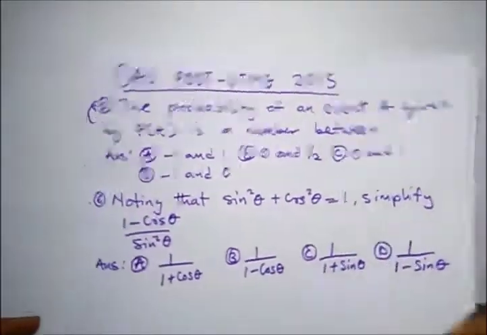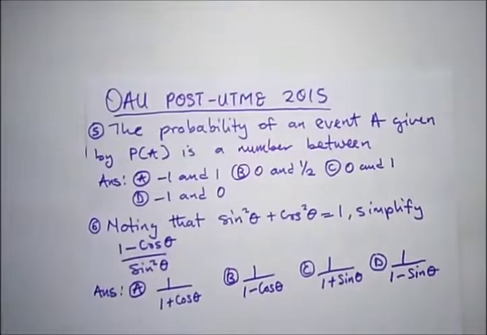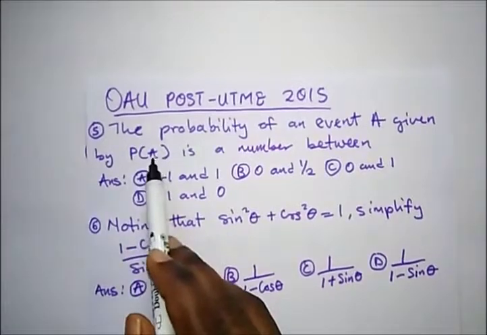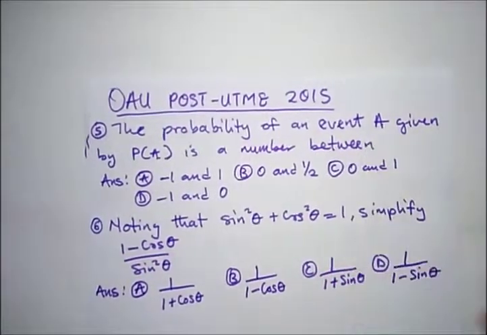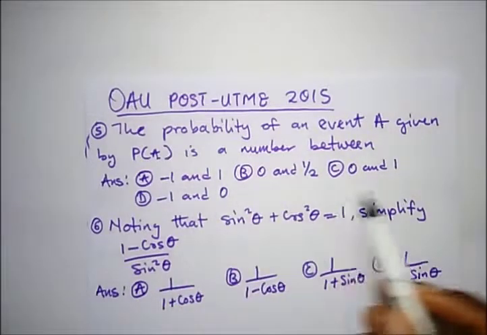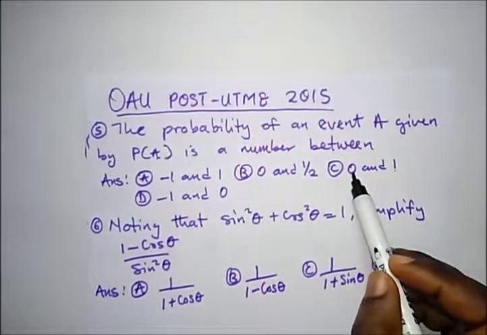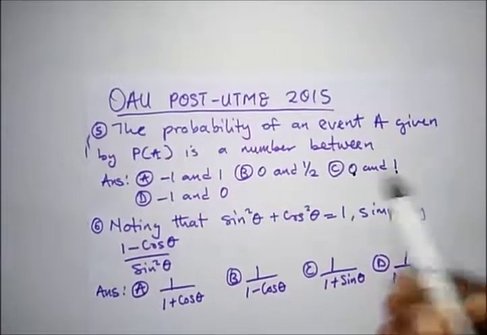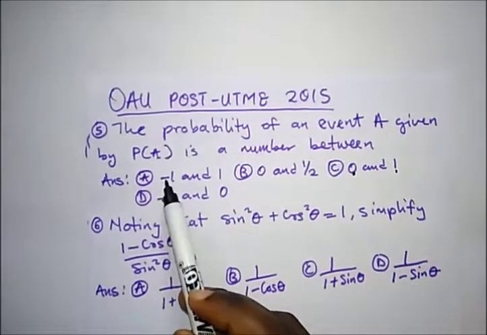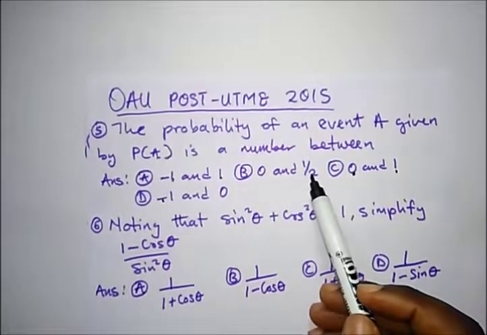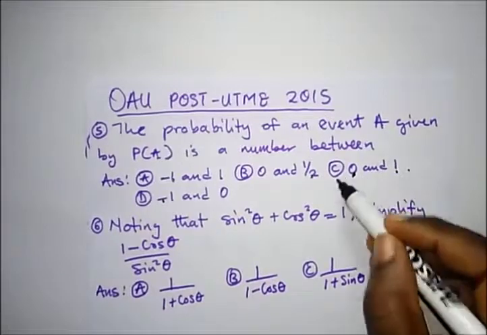Our next question says, the probability of an event A given by P bracket A is a number between, remember probability, I hope you all remember probability. The range of probability can only be between 0 and 1. It can never be a minus 1. When you see minus 1, you know. So it's actually 0 and 1, and this is our right option.